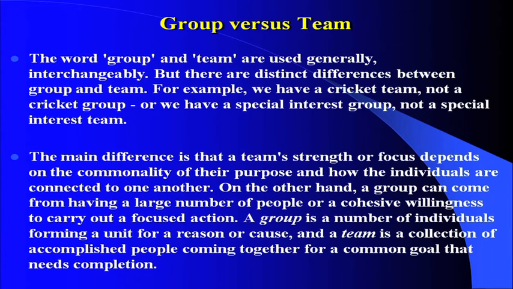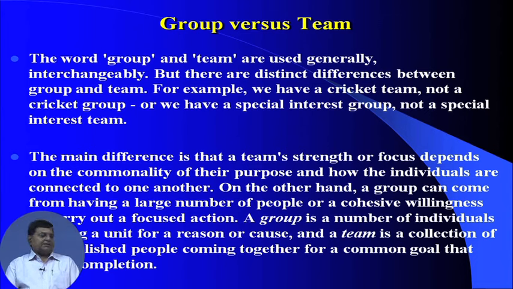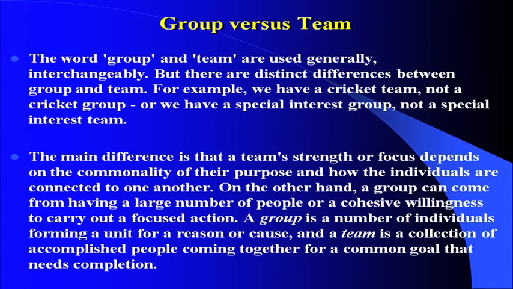Now, very often confusion comes related to group and team. What exactly is a group and what exactly is a team? People get confused. Basically, many times it happens that both the terms group and team are used interchangeably. Generally, people think that yes, group and team, in one way one can say that they are very close so far as the functioning and other things are concerned, very similar, but at the same time there are certain distinct features of team and group. In fact, the words group and team are generally used interchangeably, but there are distinct differences between group and team. For example, we always say a cricket team, not a cricket group, or we have a special interest group, not a special interest team.